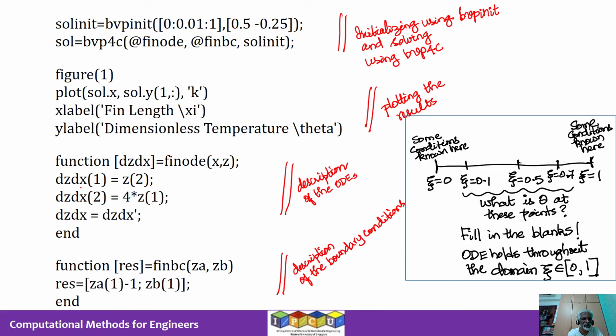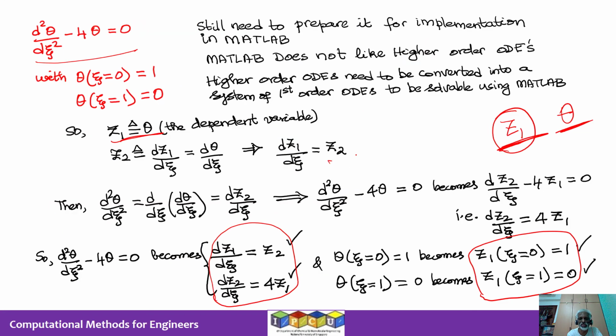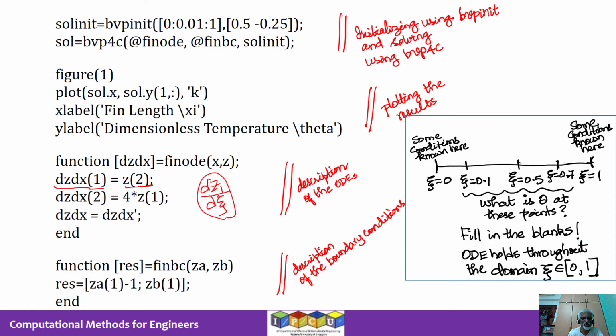Now dz dx of 1, so I'm saying the first derivative, right? The derivative dz by dx1. So basically I'm saying this is dz1 by d psi. That's what I'm trying to say here. Dz dx1 means dz1 by d psi. What was that equal to? It was equal to z2. So I'm going to say here it is equal to z of 2, then semicolon. So we have taken care of the first ODE.